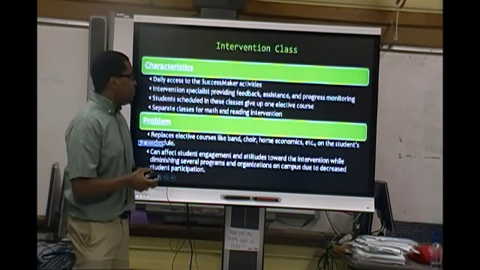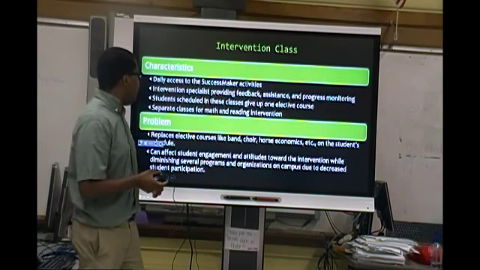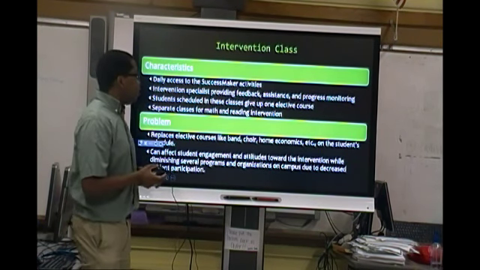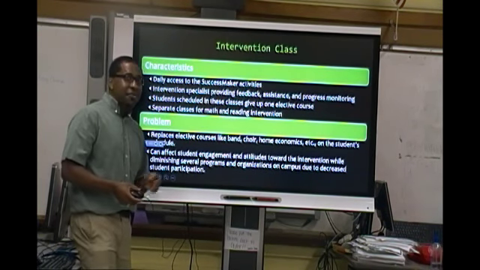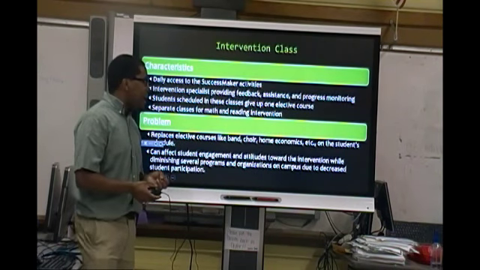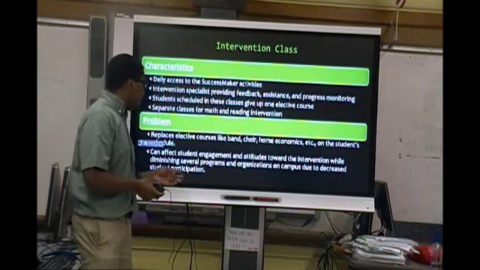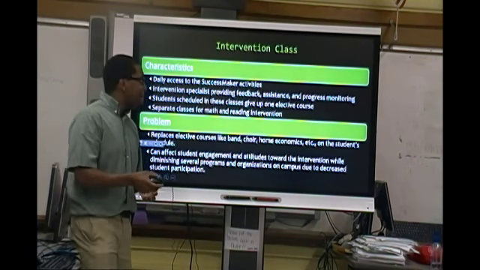Their intervention specialist was provided that gives them instant feedback, assistance and progress monitoring, and the students are scheduled in these classes, giving up one elective course, and they have separate classes for math and reading intervention. A potential problem is, because you're removing them out of band or choir or home economics, it can affect student engagement and their attitudes toward the intervention.